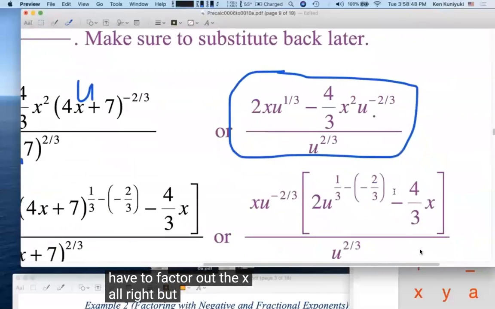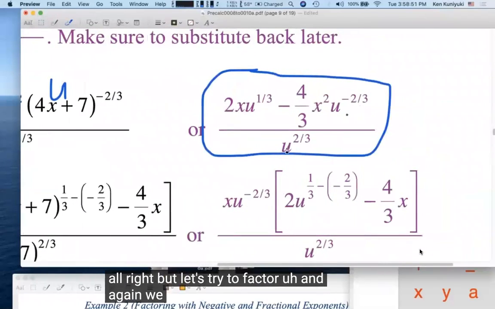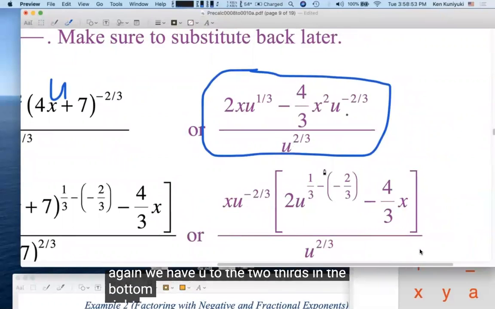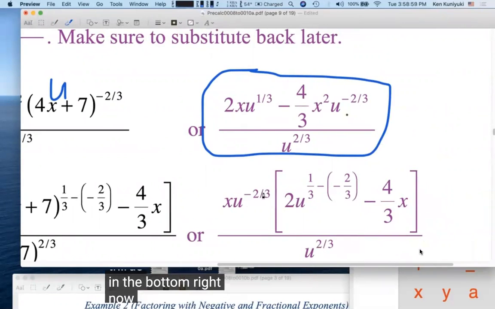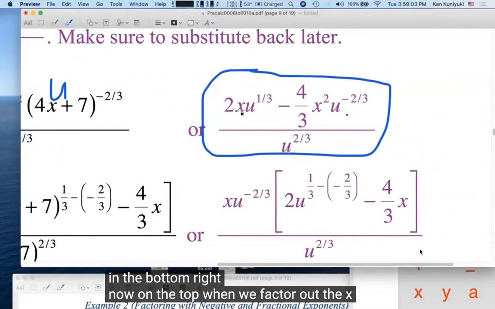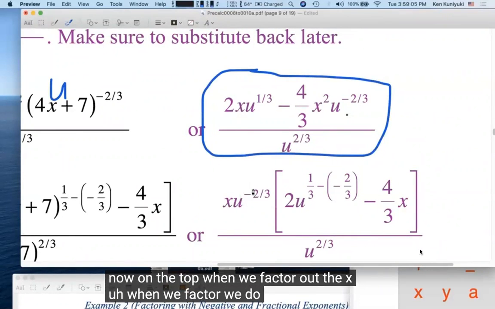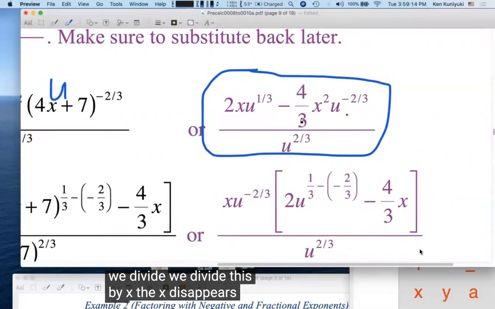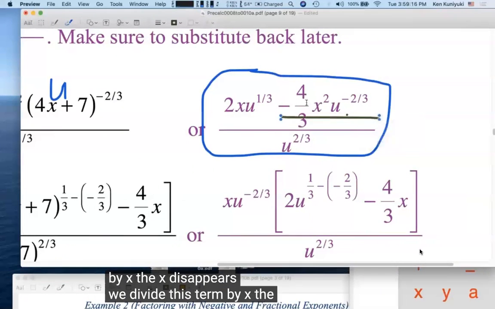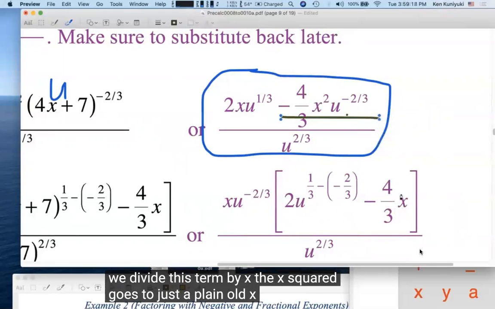All right, let's try to factor, and again, we have u to the 2/3 in the bottom. So this is good, u to the 2/3 in the bottom. Now on the top, when we factor out the x, we do what? D word, we divide. We divide this by x, the x disappears. We divide this term by x, the x squared goes to just a plain old x.